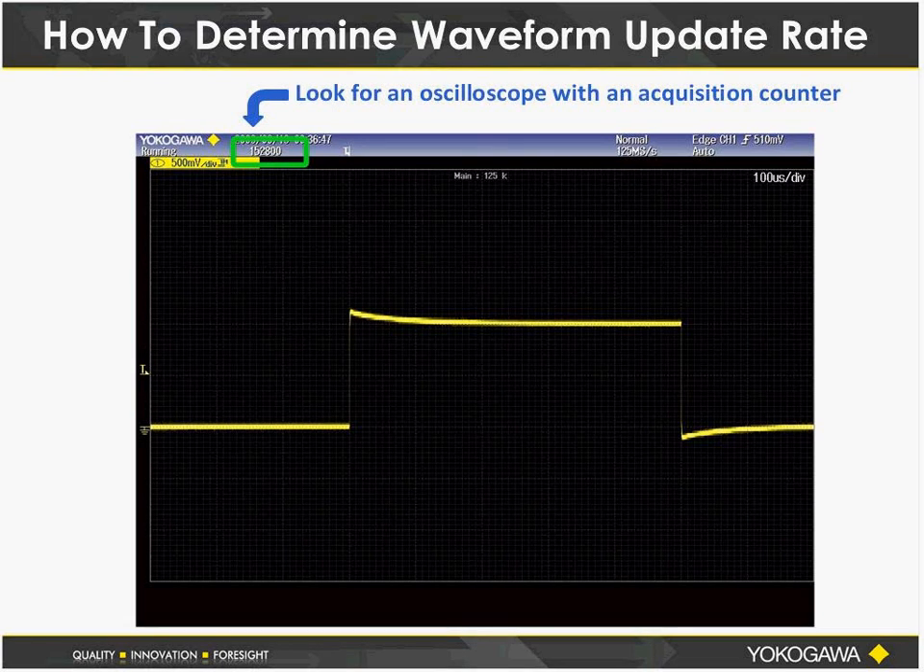And a lot of modern oscilloscopes will have this acquisition counter, as well as having an output trigger. And by monitoring either of these two things, then you'll get a feel for how fast the waveform is really updating. Because keep in mind, the human eye can only see about 50 frames a second, and obviously the oscilloscope is capable of running much faster than that.